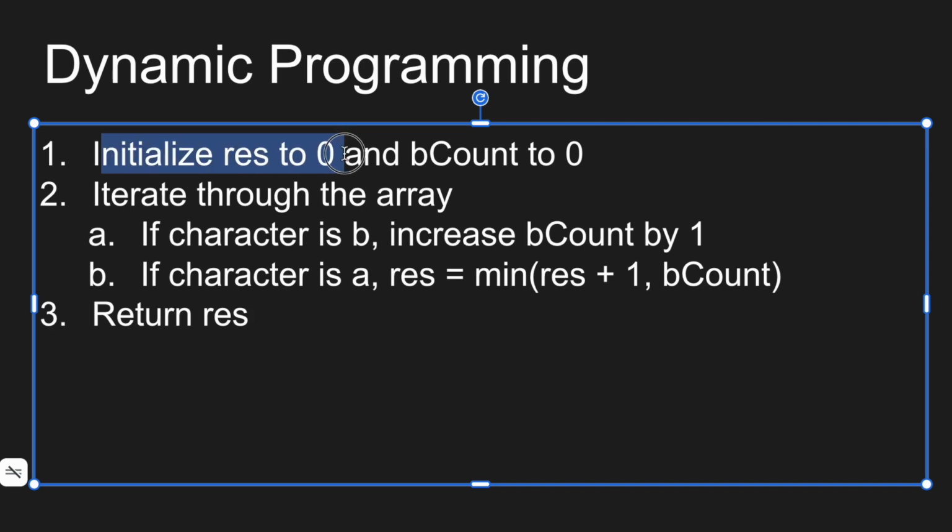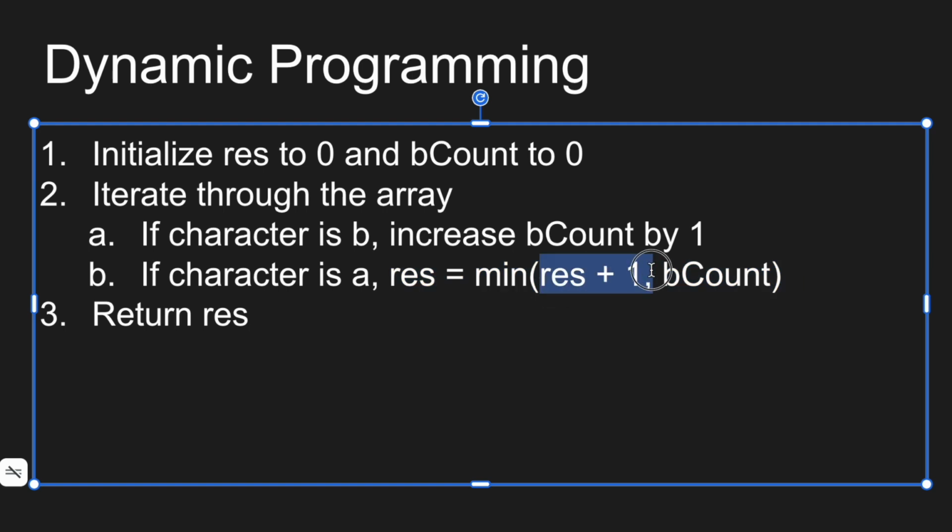So what we can do is initialize result to 0, and result will represent the minimum number of deletions, and initialize B count to 0. This will represent the number of B's that we have seen. Now we'll iterate through the array. If the character that we come across is B, just increase the B count by 1. If we come across A, then we will update the result.